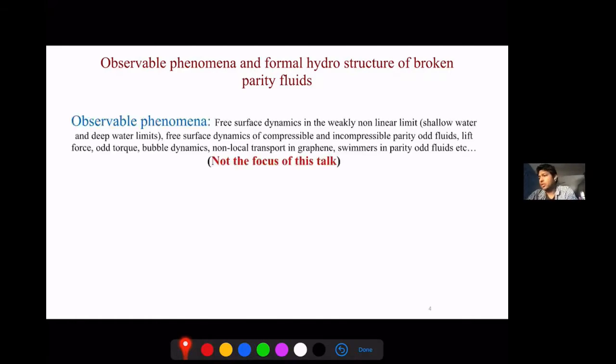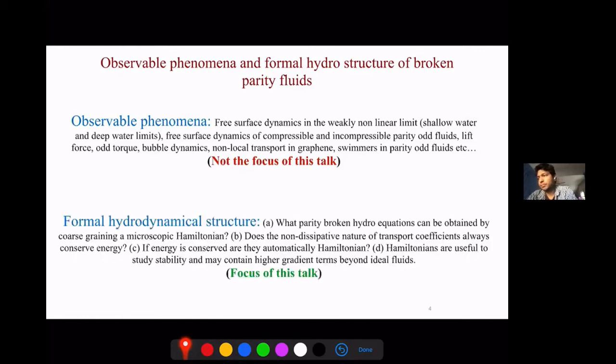There is a huge library of broken parity phenomena that has been actively studied in the last few years, and some of my work has been focused on that. And this is a list, not a complete list, of some of the properties that people have studied and hope to see as a response in these broken parity fluid-like systems. But this is not the focus of this talk. This talk is going to be focused on more formal aspects of such hydrodynamical systems.